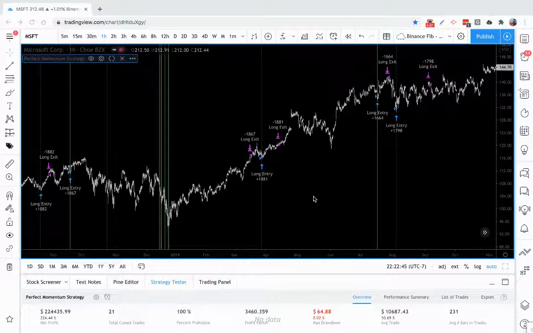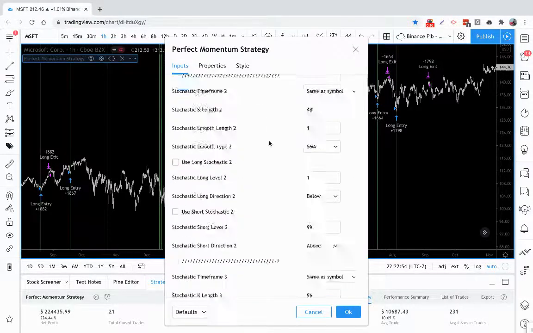In this tutorial video of the perfect momentum strategy, we're going to go over the entry and exit filters at the end of the strategy. So let's go to those and check them out.